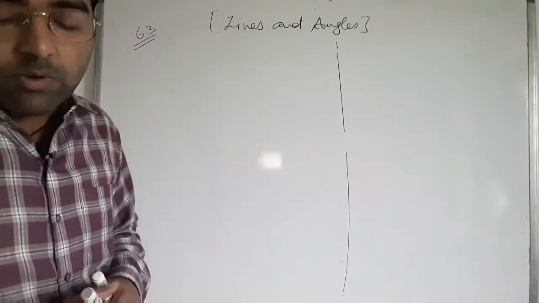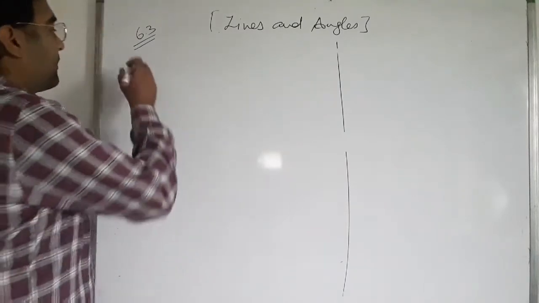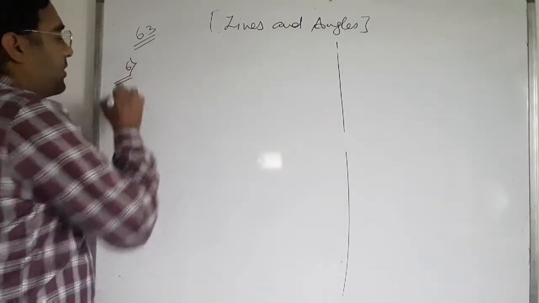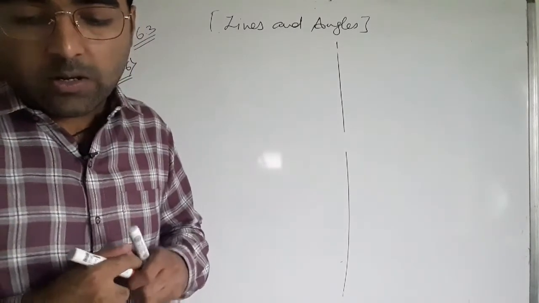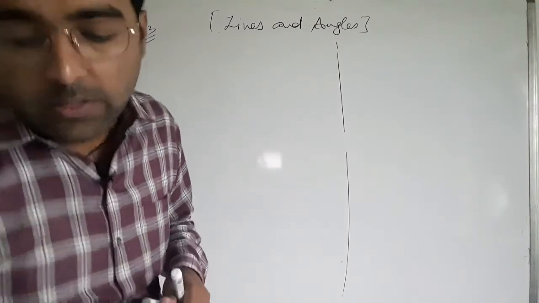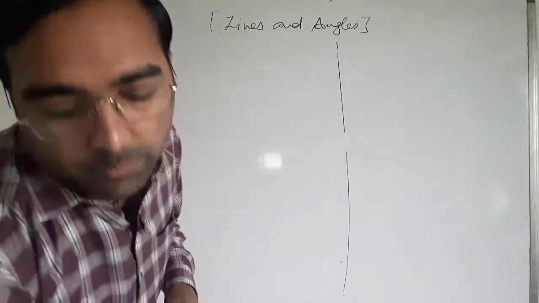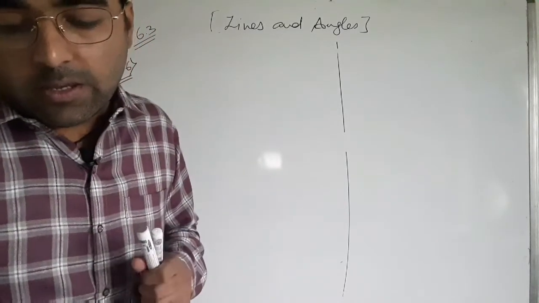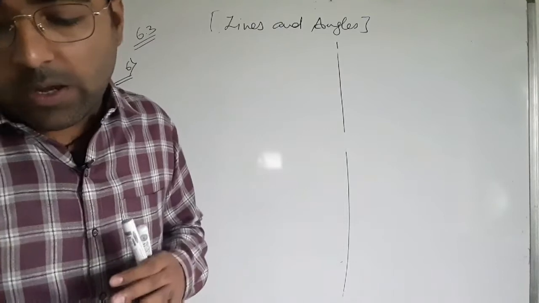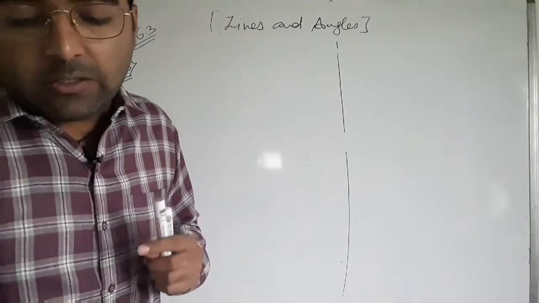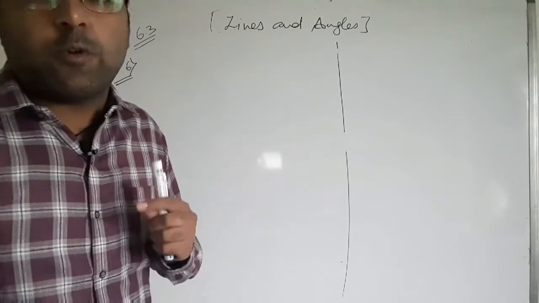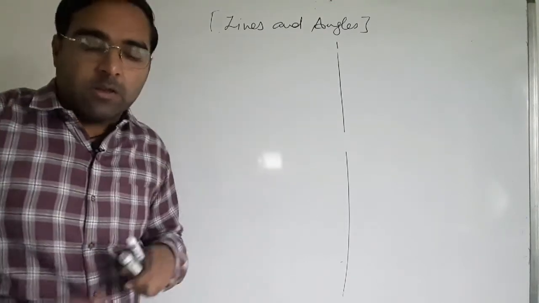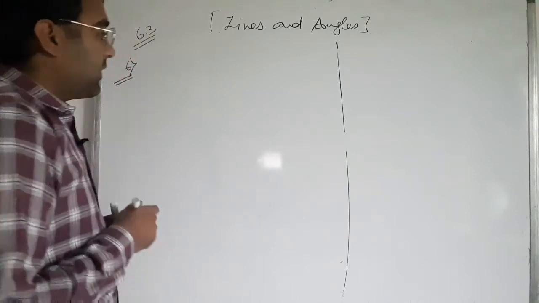So what is the question? Question number 6: in the given figure, the side QR of triangle PQR is produced to a point S. If the bisectors of angle PQR and angle PRS meet at the point T, then prove that angle QTR is equal to half of angle QPR. First of all, we have to draw the figure.